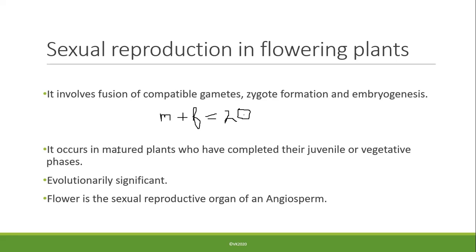It actually occurs in mature plants who have completed their juvenile or vegetative phases. This is because during their juvenile or vegetative phases, as we do, they develop their nutritional reserves so that they can bear a fruit or many fruits and give rise to new plants.